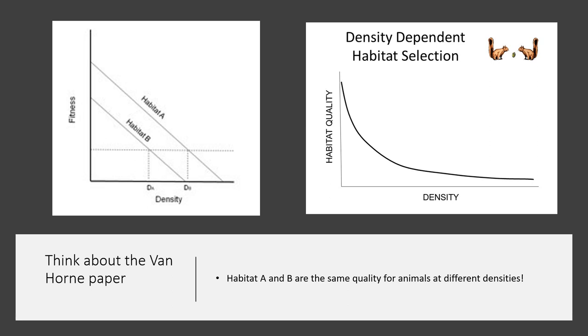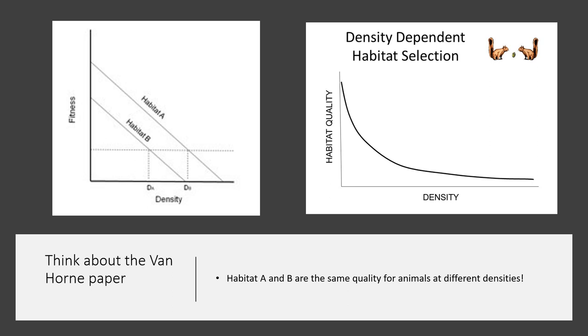However, habitat A and B at different densities could actually have the same fitness, right? So if we had 10 squirrels in habitat B and let's say 20 squirrels in habitat A, the relative habitat quality of each of these to those individual populations of squirrels would be dependent on the number of squirrels in the environment. That was a fundamental contribution because we were trying to use density as our sole indicator of habitat quality. And of course, she articulates a bunch of reasons why that is a poor way for us to be thinking about it.